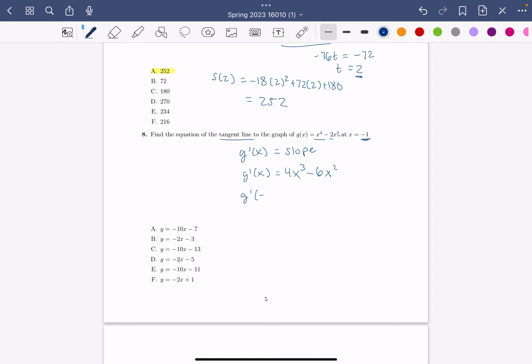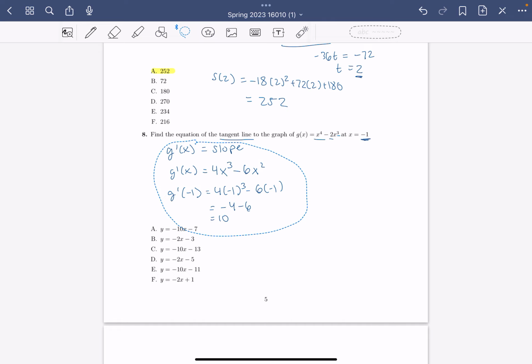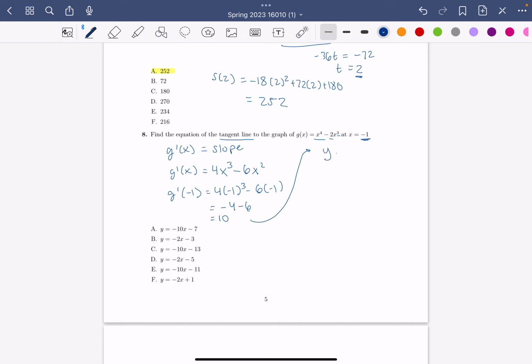So g prime of negative 1 equals 4 times negative 1 cubed minus 6 times negative 1. So that would give us negative 4 minus 6, or negative 10. I'm going to move this to the side so I have a little bit more space. Now we just need to write the form of a tangent line. We know that the equation of a tangent line is y equals mx plus b. Plug in the slope, we get y equals negative 10x plus b.